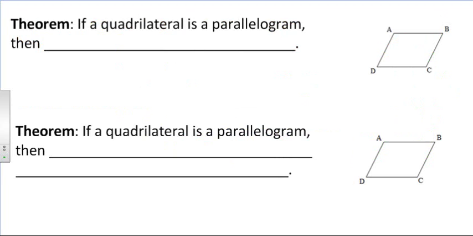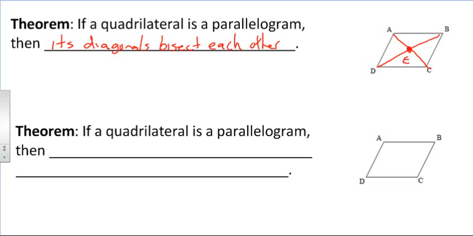A few other theorems. If a quadrilateral is a parallelogram, then I know that its diagonals bisect each other. So in this case, if I draw both diagonals in here, I connect A and C and I connect B and D, I create a new point of intersection there. I'm going to call that point E.